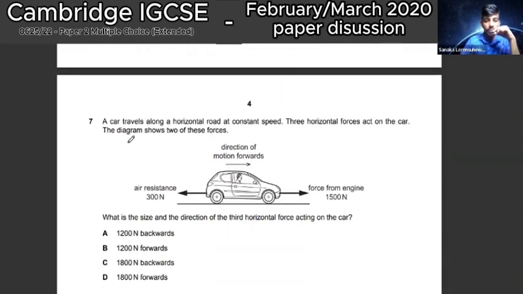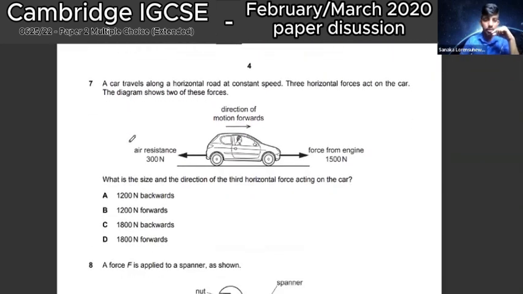Yeah, number 7. Next. Okay. Then a car travels along a horizontal road at constant speed. 3 horizontal forces act on the car. Okay, what are the 3 forces? The diagram shows only 2 of these forces.